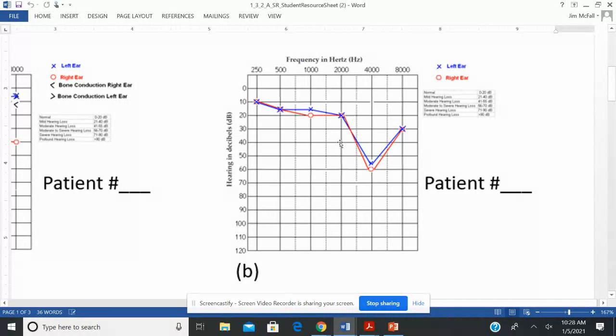Versus patient B, looking at these, you would say both ears are the same. You don't see the little conduction marks, so any hearing loss would be sensory neural. They have normal hearing at low and mid-level frequencies, but at higher frequencies, they appear to have sensory neural hearing loss that you would describe as mild to moderate, right? Because this is the moderate range, this is the mild range. So you'd say mild to moderate sensory neural hearing loss at high frequencies.